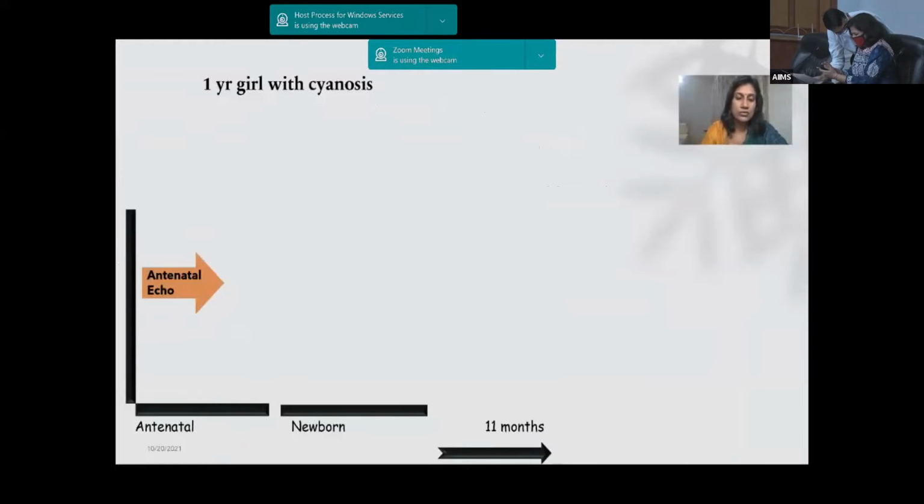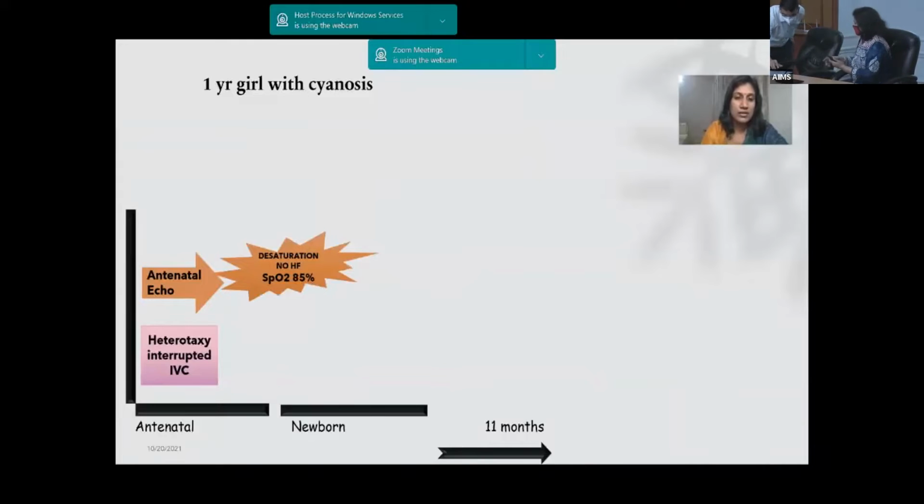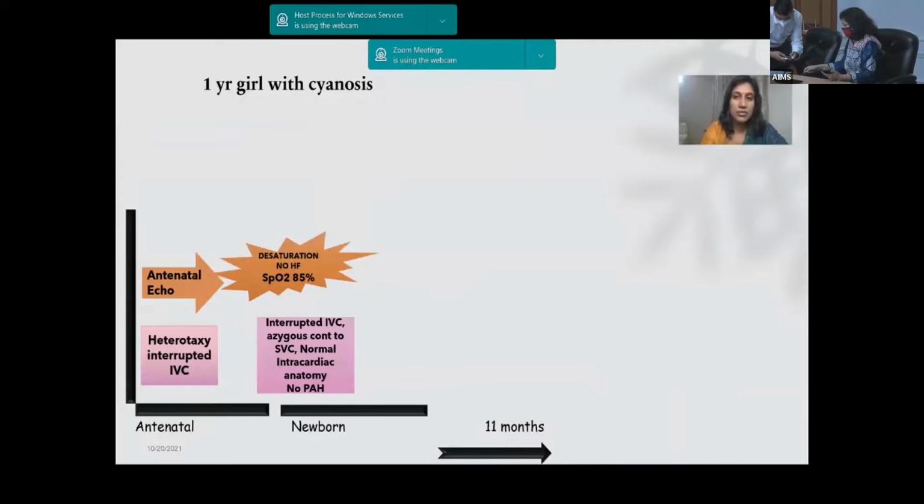I shall just go through a few illustrative cases to demonstrate how we utilize saline contrast echocardiography in various situations. We had a 1-year-old girl with cyanosis. Her antenatal echo showed heterotaxy with interrupted IVC. When she was born, she had a saturation of 85%. We repeated the echocardiogram, which showed normal intracardiac anatomy except for the interrupted IVC.